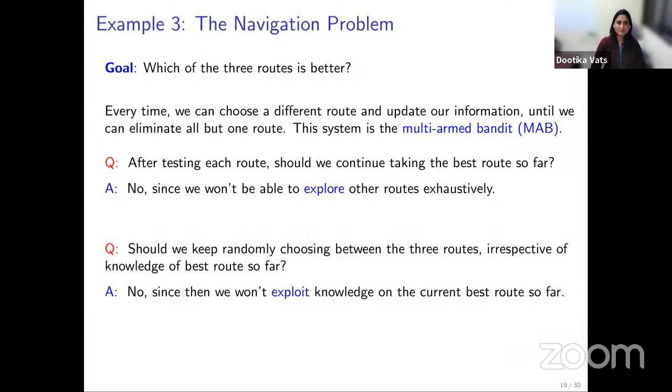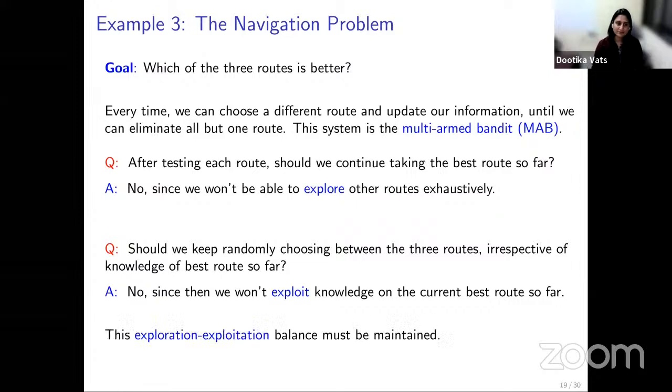Okay. So now let's say, in order to explore, you say, should we keep randomly choosing between the three routes, irrespective of the knowledge of the best route so far? We will keep choosing these three routes randomly, even if one of them takes five times the amount of time? No, right? Since we want to exploit knowledge of the current best route also. Sometimes we know that so far this route is the best route. The other ones are close competition, but this is the best route. So I want to favor this route more often, but still not completely eliminate these two routes.